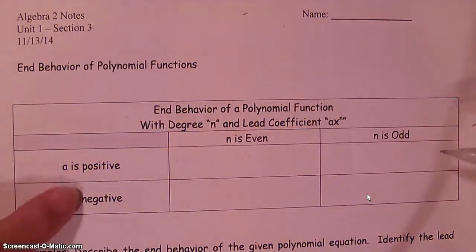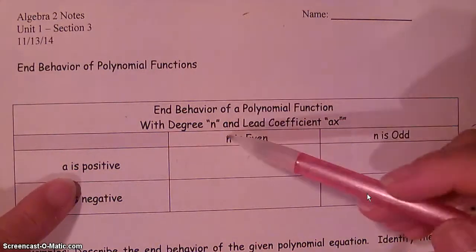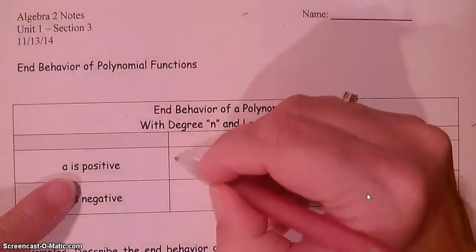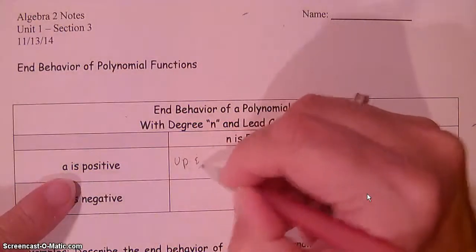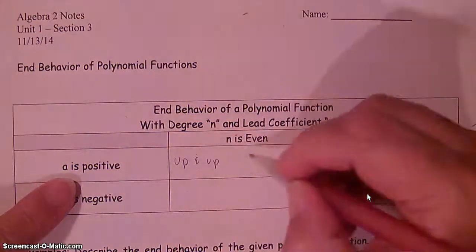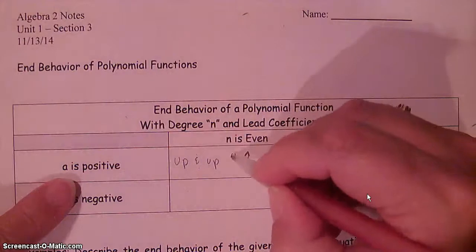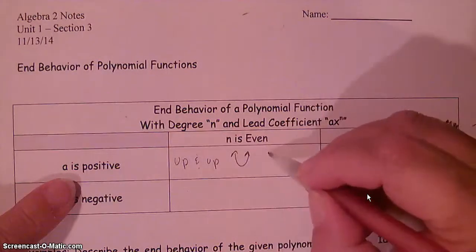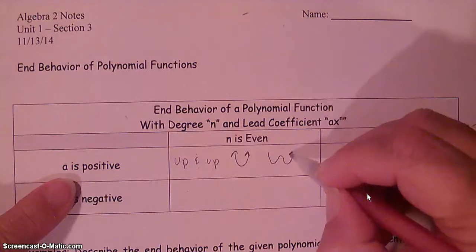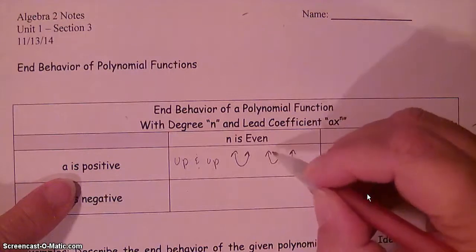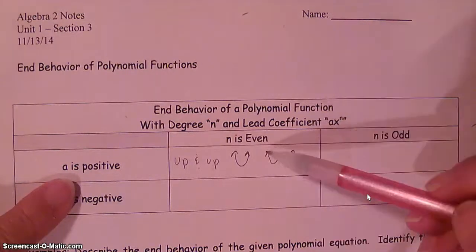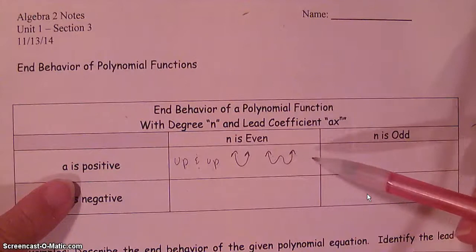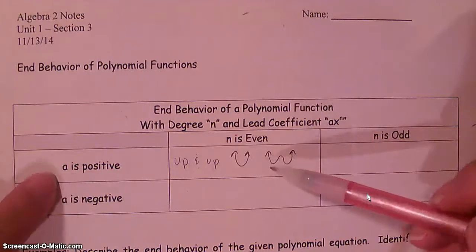When our a is positive and our degree is even, the end behavior of our graph is going to be up and up. What that means is both ends are up: on the left will be up and on the right will be up. So no matter what shape we have, an even degree polynomial will have both ends pointing up if the a is positive.